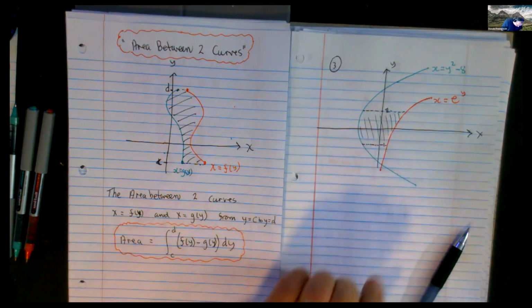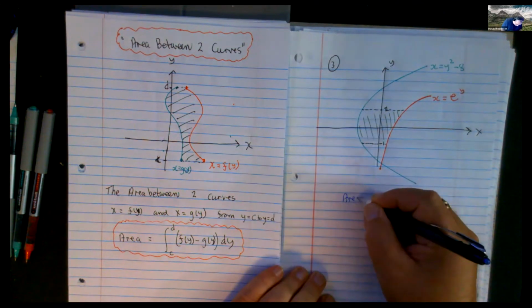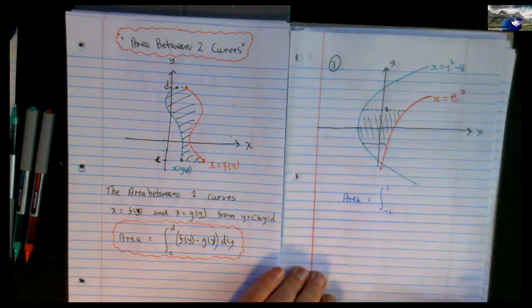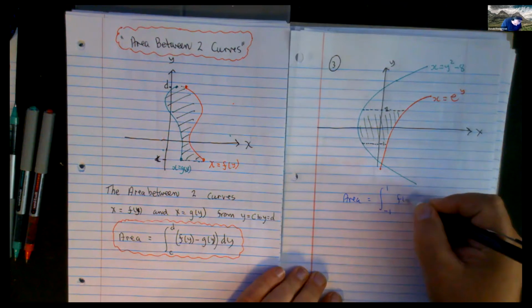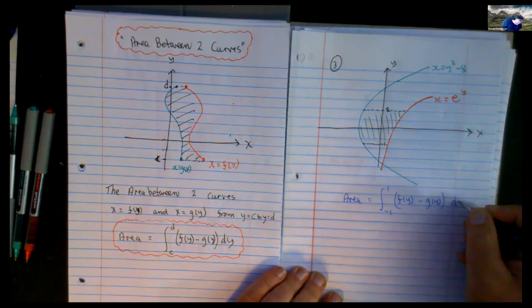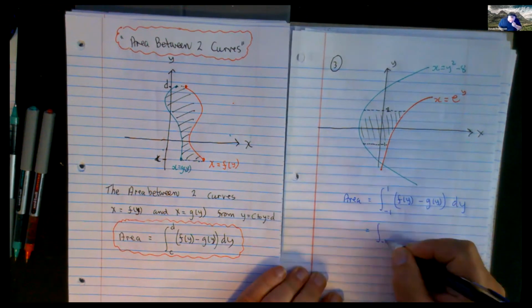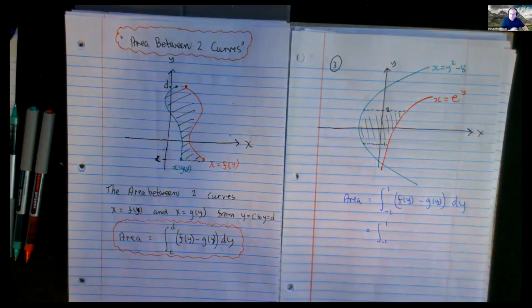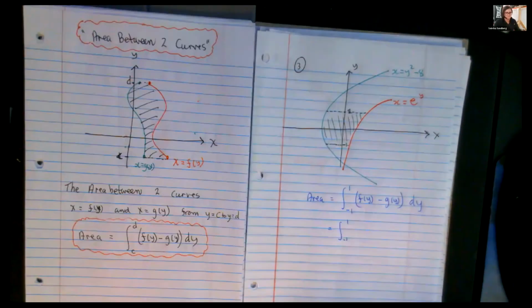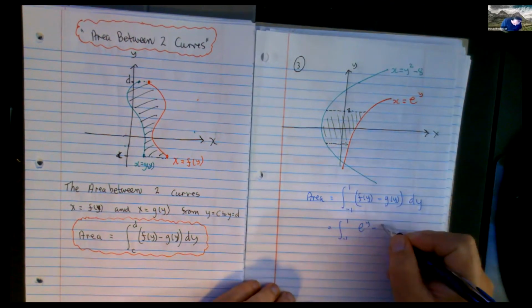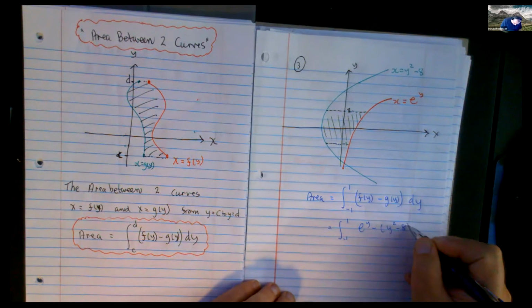So the area between these two curves is going to be the integral from y is -1 to y is 1. And then it's going to be f of y take away g of y dy. Which one of these two curves, the red one or the green one, is going to be f of y? e to the y. Okay, the red one, e to the y. Take away y squared, take away 8 dy.